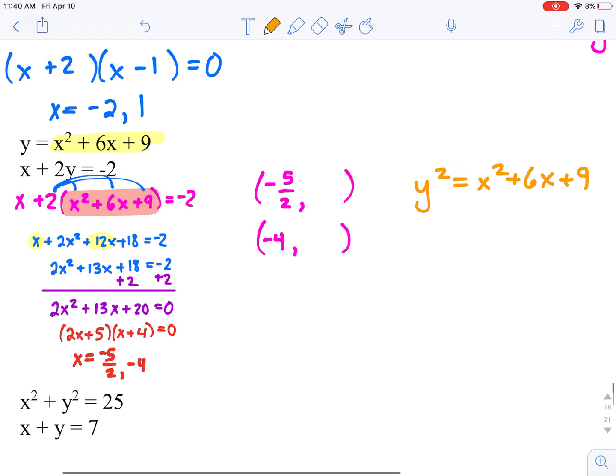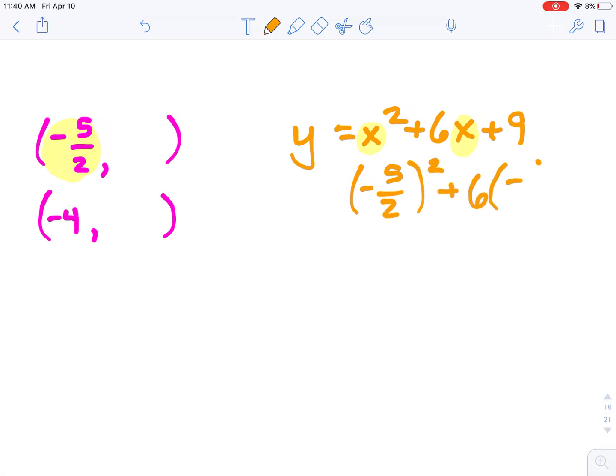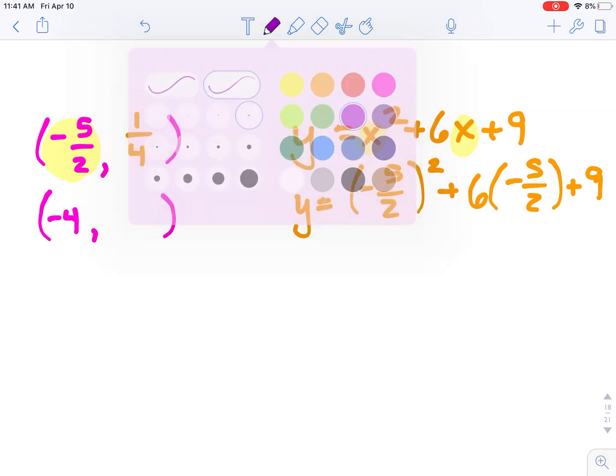Now feel free to use your calculator for this. Remember, when we plug things into our calculator, I'm sorry, that should just be a y equals. When you plug things in, if you have a negative, it must be in parentheses, and then you square it, you will get a positive. So I would type that into your calculator. If you want to do it by hand, that's fine. And you end up with a y coordinate of 1/4.